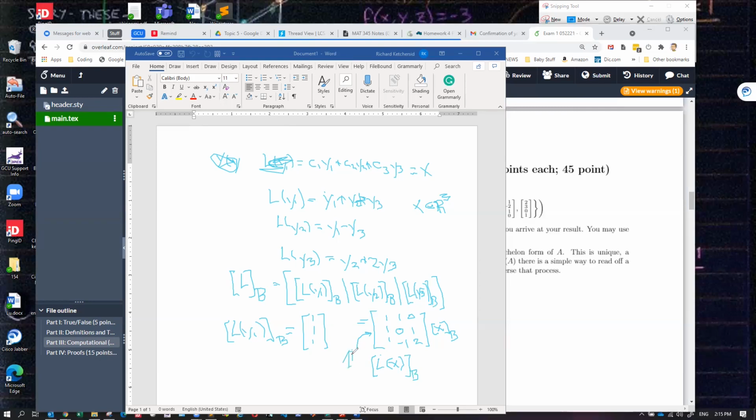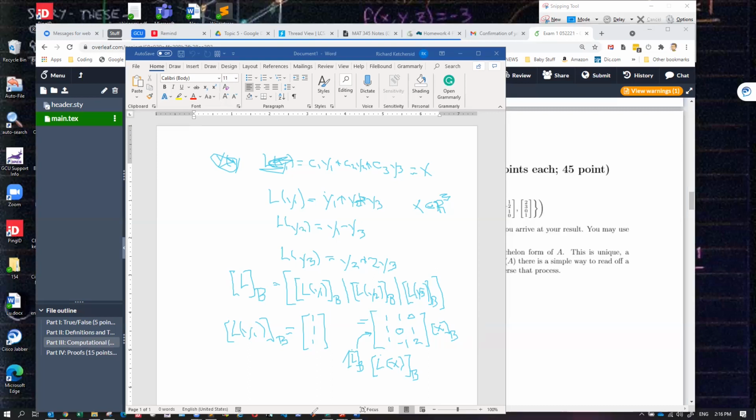Okay, so this matrix right there is the matrix L B. That is the matrix with respect to the basis B. You feed it in something with respect to the basis B, you apply the matrix to it, and the output you get is the result of L of X, but written out in terms of the basis B. So that is that matrix.